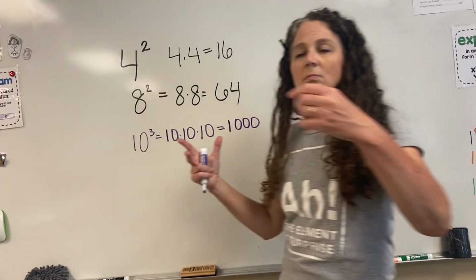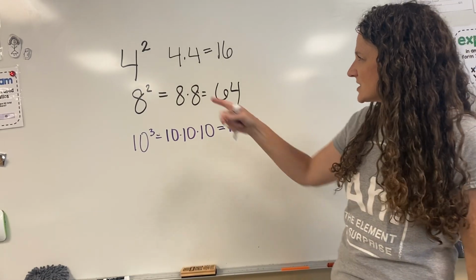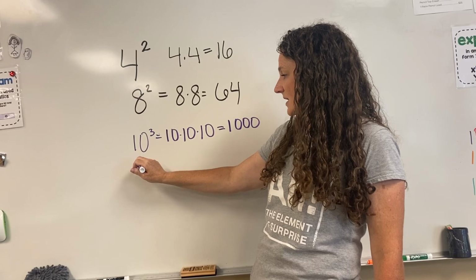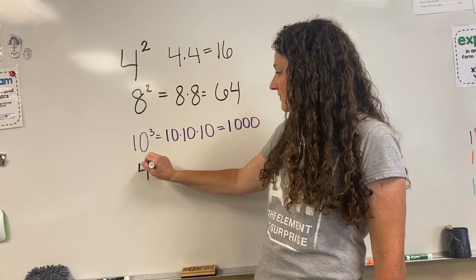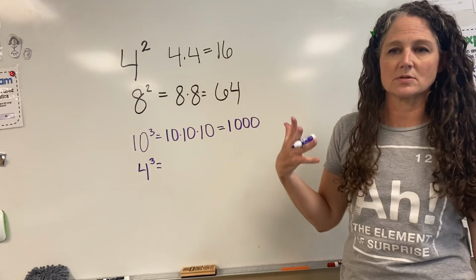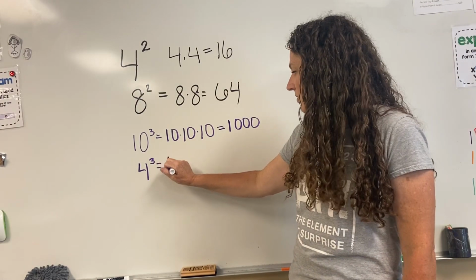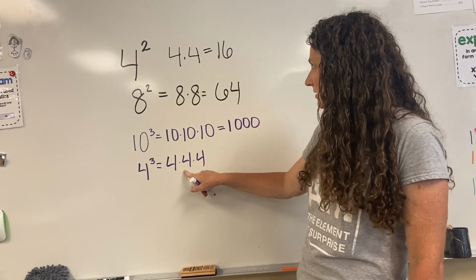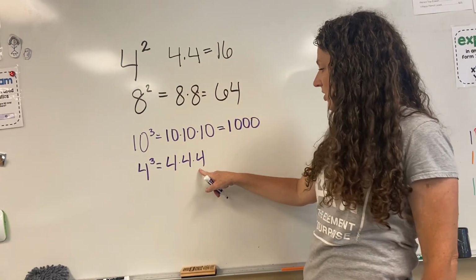Give me a number. Let's do 4 again. Should we do 4 again? Actually, I said give me a number and then I tossed it out the window. Sorry, guys. 4 cubed is 4 times itself. How many times? 3 times. So we have 4 times 4 times 4. Well, what's 4 times 4? 16. Times 4 is?